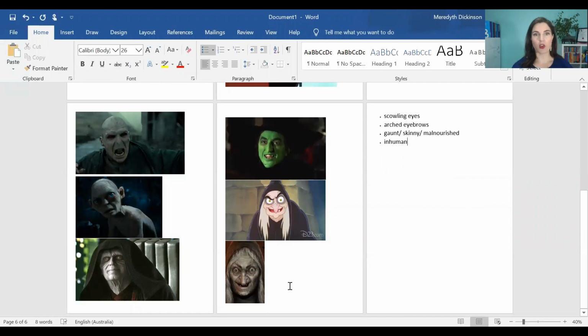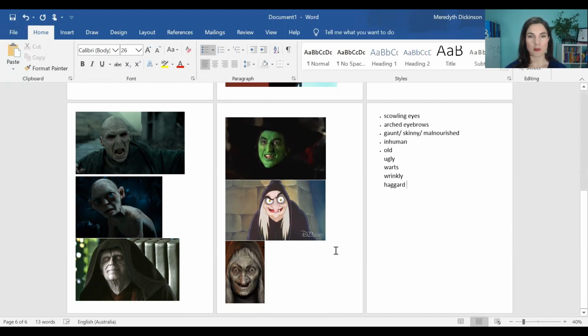And then we have, moving over here, the witch. So here we have this witch who's again that inhuman look. So she's green. Humans aren't green. And we have that classic witch look. She's old, ugly, warts, wrinkly, haggard would be another good word. So these are all words which we can use to describe.